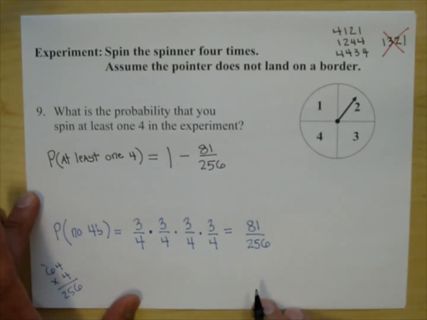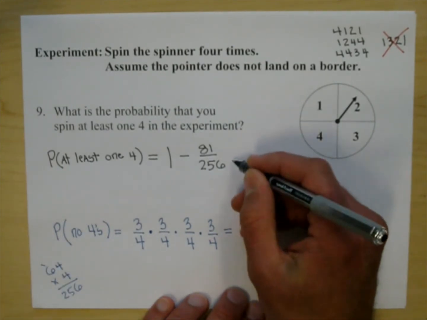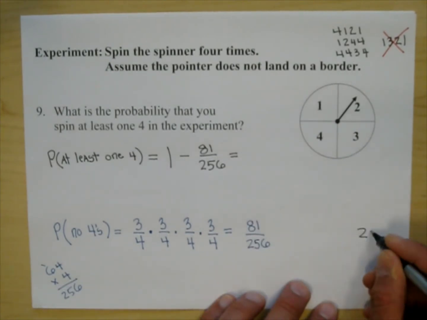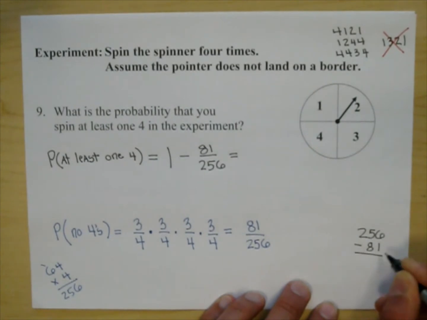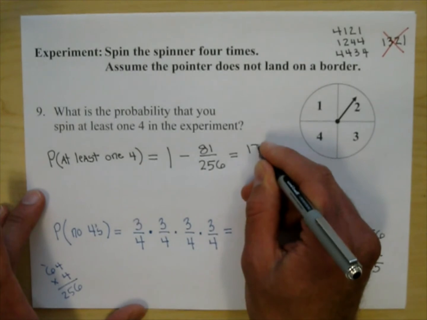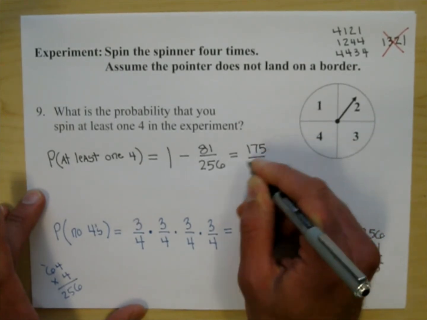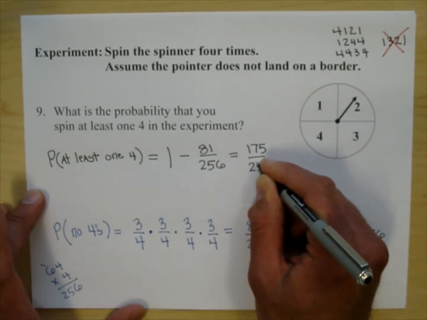So 1 minus 81 over 256. Really, to do this quickly, I just have to go 256 minus 81. So 6 minus 1 is 5. I have to borrow, or I could just say 25 minus 8. 25 minus 8 is 17. So this is going to be 175 over 256.